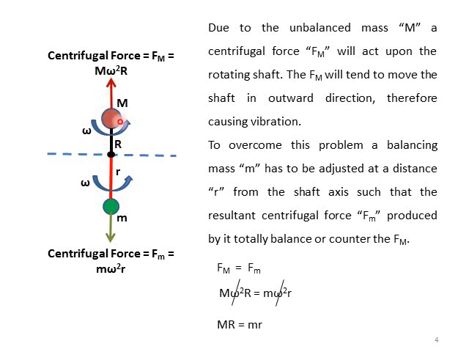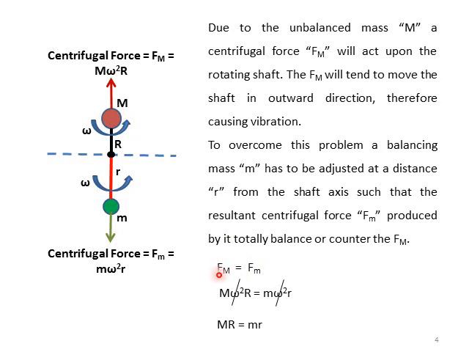To overcome this problem, a balancing mass, also called a counter mass, has to be placed at some radial distance from the axis of rotation, such that the resultant centrifugal force produced by the counter or balancing mass will totally cancel the effect of the force produced by the unbalanced mass.